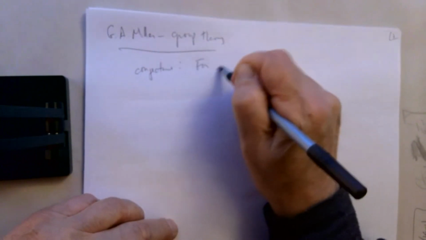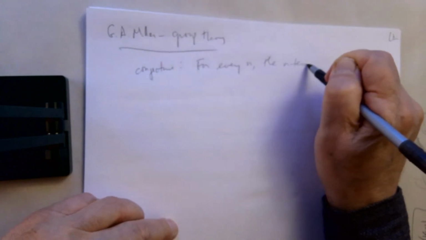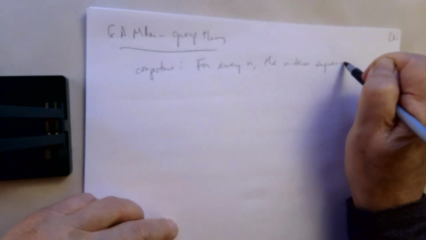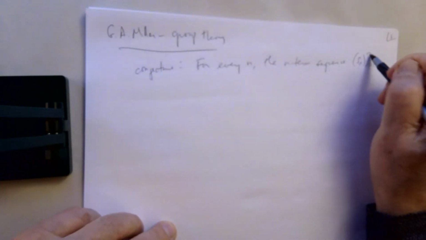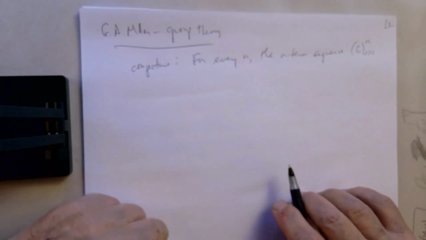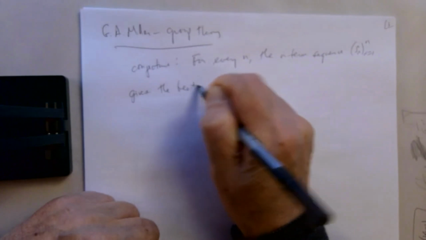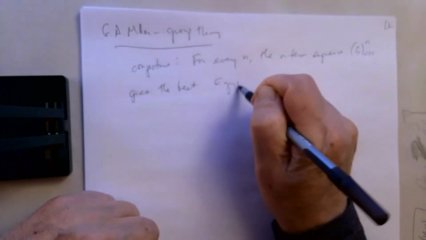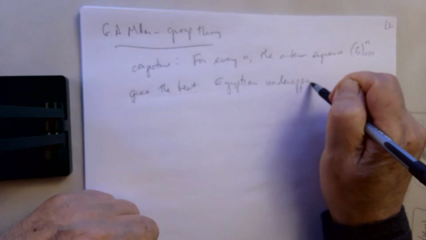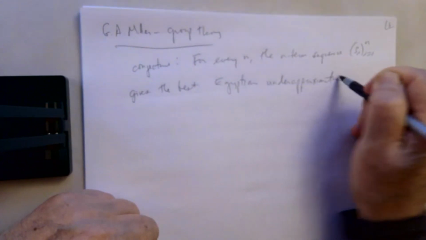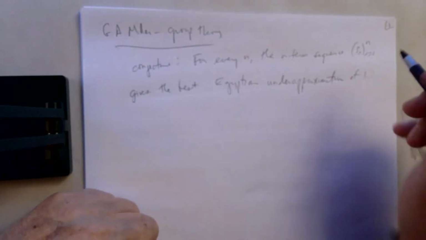that for every n, the n-term sequence of the first n Sylvester numbers gives the best Egyptian under approximation of 1. So what this means is the following.